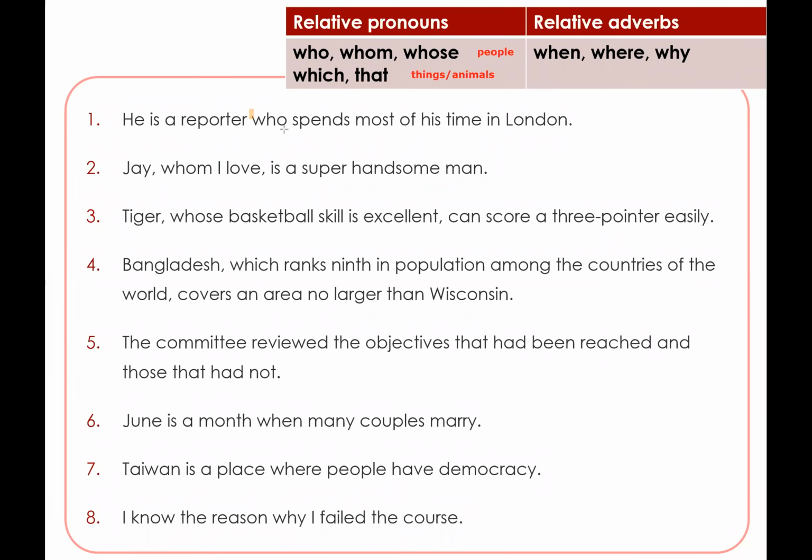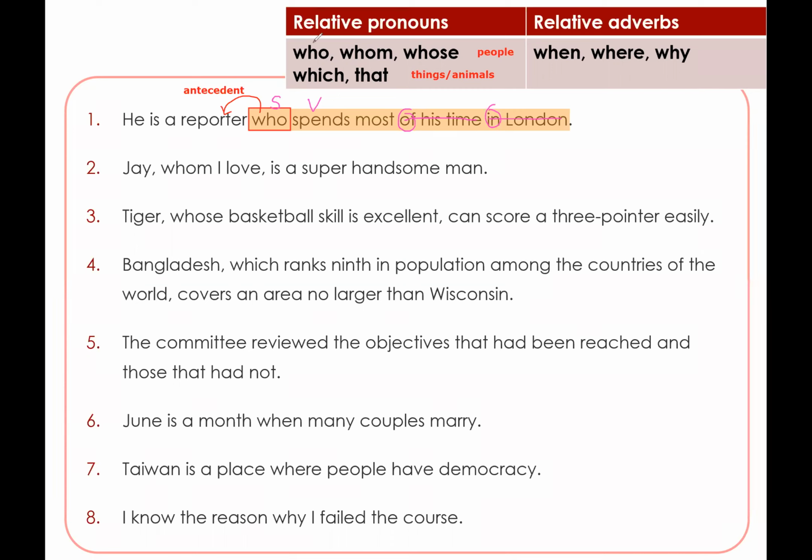He is a reporter who spends most of his time in London, right? An adjective clause starts with a relative pronoun and it is modifying the antecedent, reporter. So remember from our pronoun lesson, the noun that is represented or described by a pronoun is called the antecedent because it usually comes before the pronoun. All right. And of course, you can see here inside my adjective clause, I can have prepositional phrases as well.